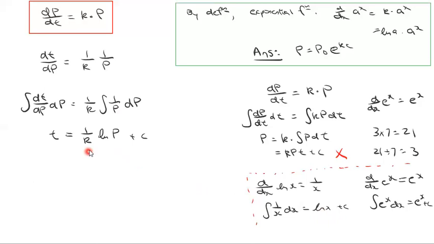So now we kind of just multiply the k across. Well, we should find the c first, all right? So at the start, t equals 0. The population equals the initial population, p0. So we will have 0 equals 1 over k log P0 plus C, which tells us that C must equal negative 1 over K log P0.